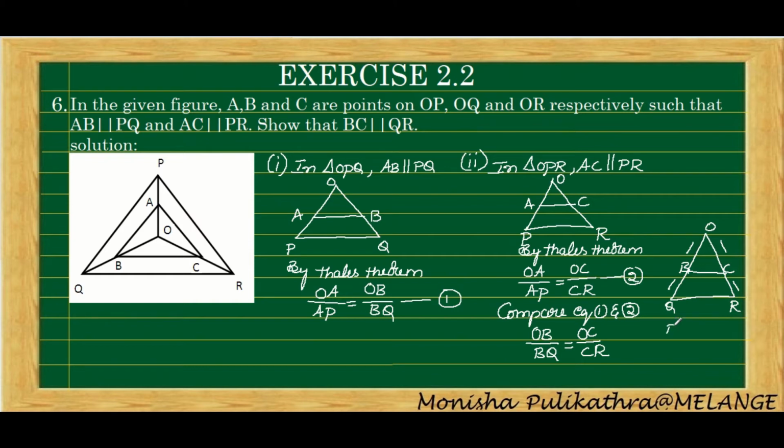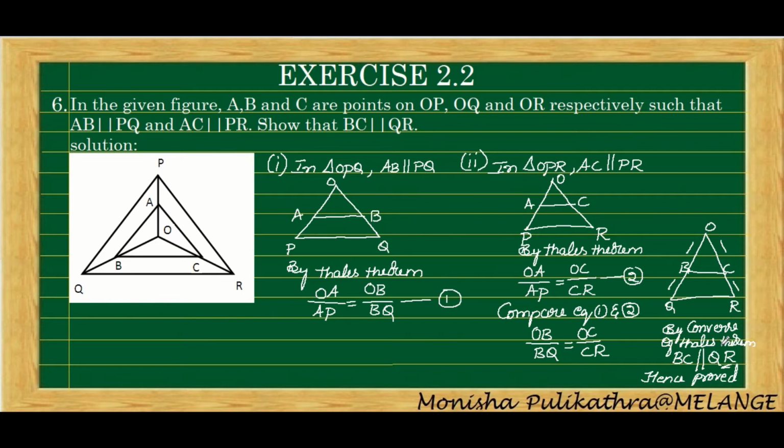Then what happens? By converse of Thales theorem, when the corresponding sides are in equal proportion, then the line will be parallel to the third side. That is BC is parallel to QR. That is what we need to prove here. Okay. So hence proved. I hope you understood this. We need to compare each one of the sides of the triangle separately, and by comparing equation 1 and 2, we will get the answer directly.